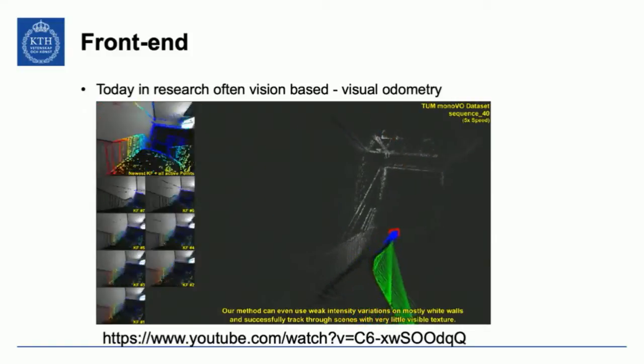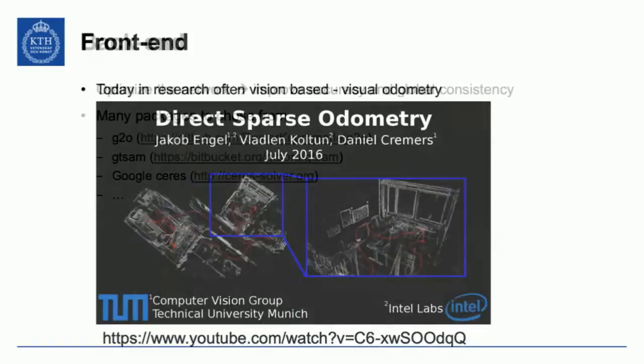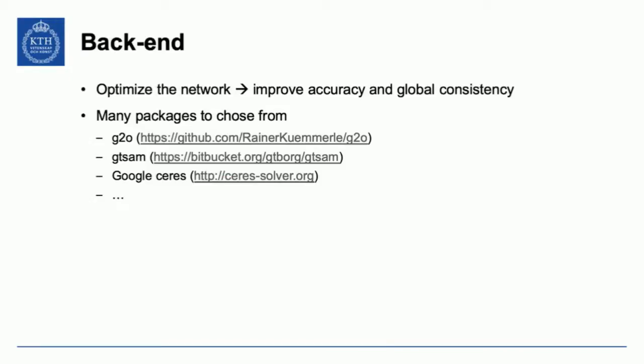So that's the front end. And then we have the back end. So this is the thing that is trying to optimize the network. Most SLAM research today, I would say, operates on the front end. And then many of the works out there are making use of some of the many packages that are available. Here are 3 examples of those.